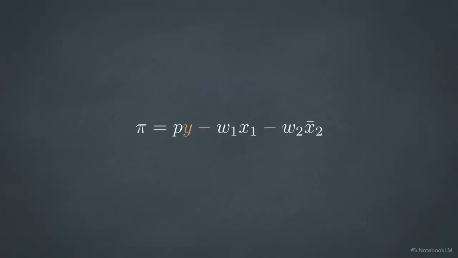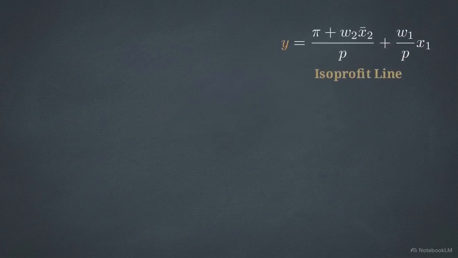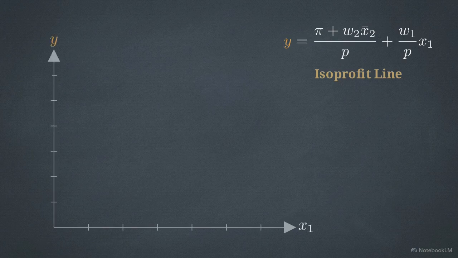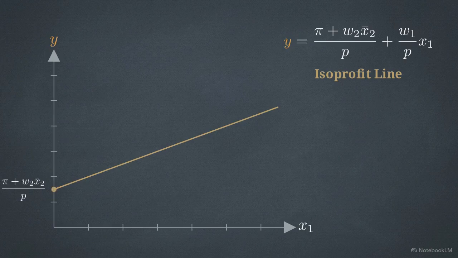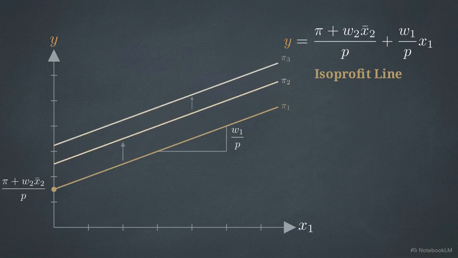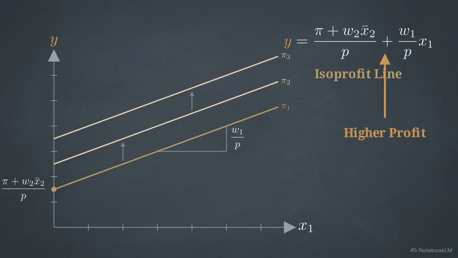To solve this problem geometrically, we isolate the output y. This algebraic shift transforms our profit function into a linear equation, the isoprofit line. On a two-dimensional plane, it represents every combination yielding a specific profit. The y-intercept represents target profit plus fixed costs. The slope is determined by the ratio of factor price to output price. To target higher profits, we shift this line vertically in perfectly parallel steps.